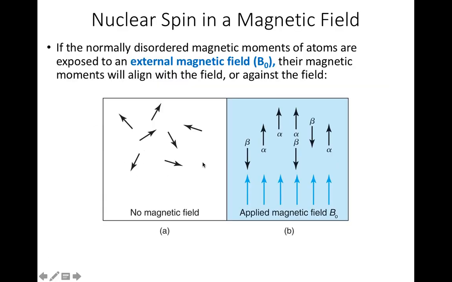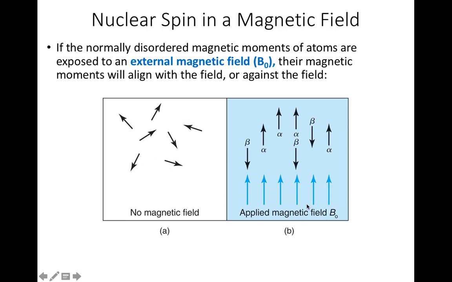So normally, the nuclear spins are disordered. We're going to use arrows to represent the direction of the magnetic moment for the nuclei, just like we did for electrons. Normally, the nuclear spins can be pointing in any random directions.